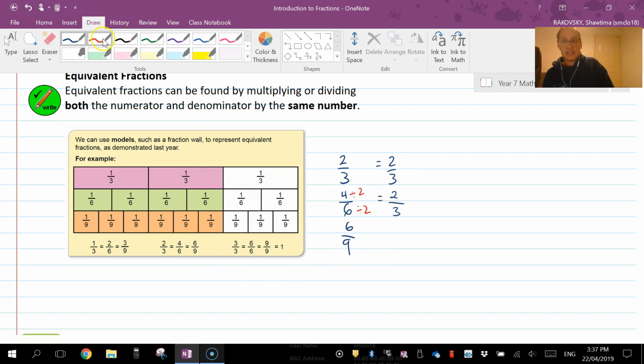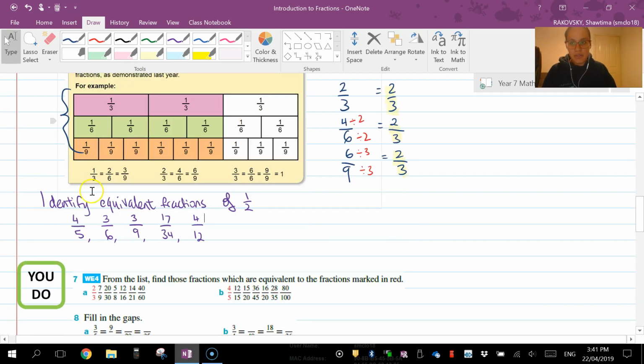And then the next one, in this case, 6 and 9 are both multiples of 3, which means that 3 is their factor. So what I do to the top, I must do to the bottom. So I'm going to divide them both by 3, and that equates to 6 divided by 3 is 2, and 9 divided by 3 is 3. So here we go, we can see that these fractions are equivalent, and we also have a visual display here.